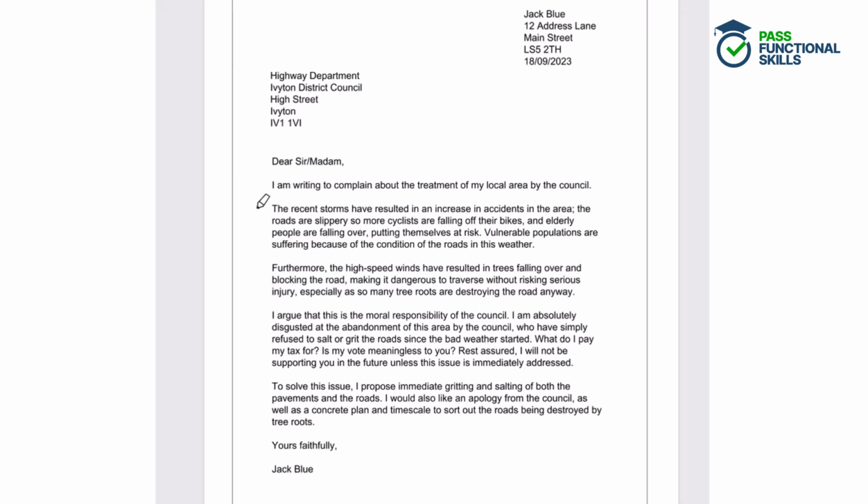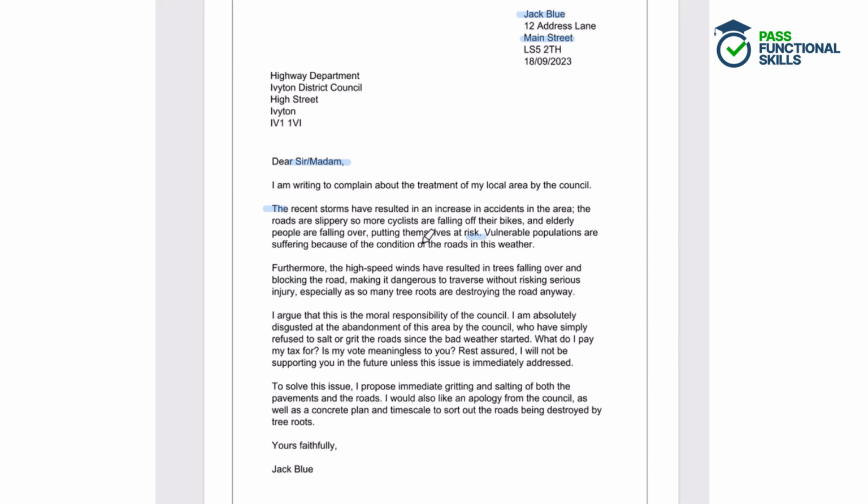So in this answer, every single sentence starts with a capital letter, and we have full stops at the end of each sentence. We also have capitalisation of proper nouns. So proper nouns include things like names, so we have Jack Blue there, and places like Main Street. And also we need capital letters for titles, so for example, Sir or Madam. So make sure that you learn where you need to use capital letters and you're using them correctly in your answers, and make sure that every single sentence starts with a capital letter and ends with a full stop.